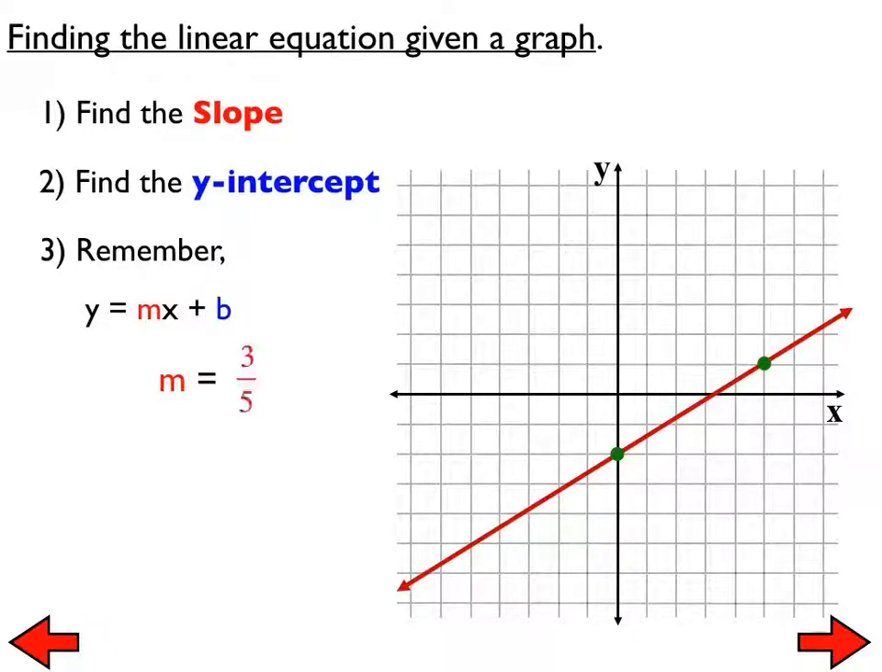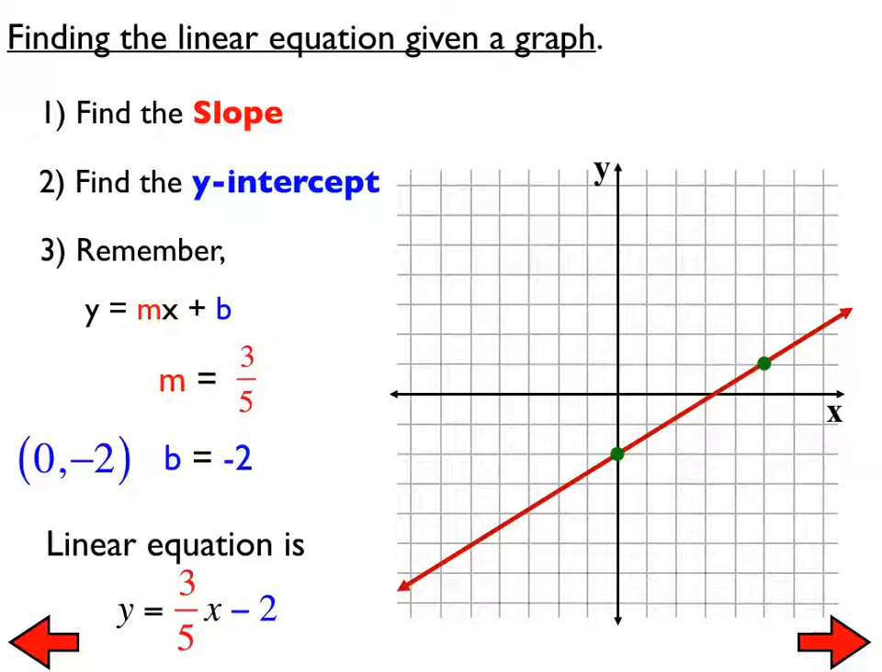So the slope from the graph is a rise of 3 and a run of 5. So the slope is 3/5. The y-intercept is right there at 0, negative 2, which means b is negative 2. So if we put those 2 things together for our linear equation, which all linear equations have a form in slope-intercept form of y equals mx plus b, put those 2 things together, the linear equation is y equals 3/5 x minus 2. That should seem easy.